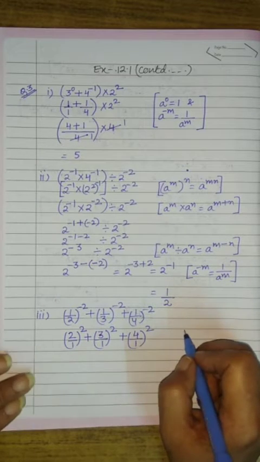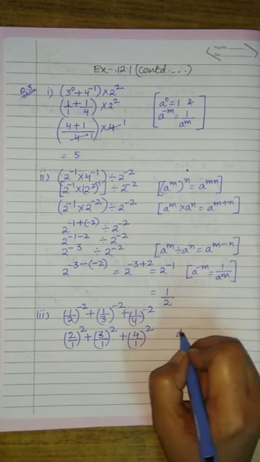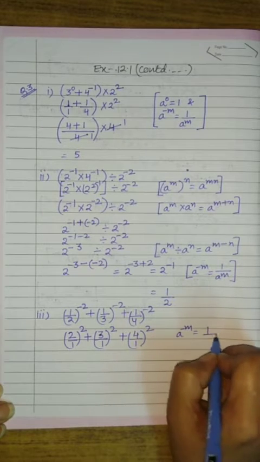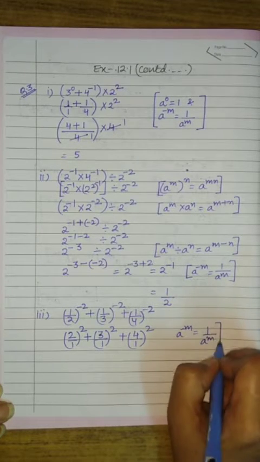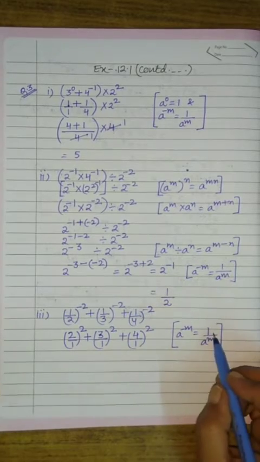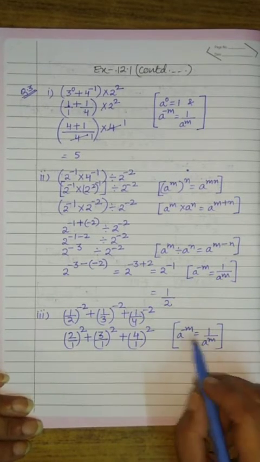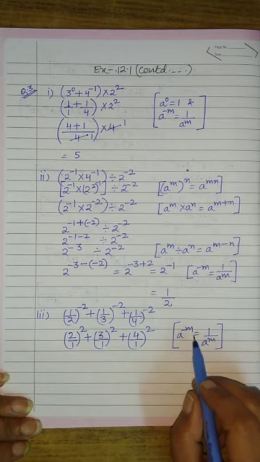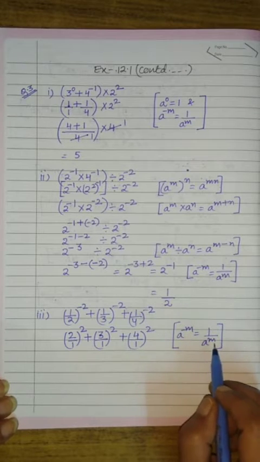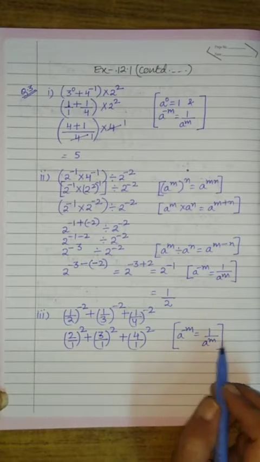Now here we have used a raised to power minus m is equal to 1 upon a raised to power m. Means the term becomes reciprocal, and the sign of exponent is converted from negative to positive.